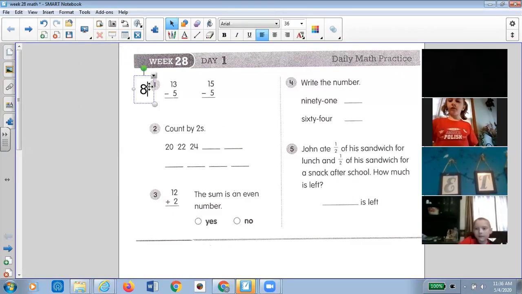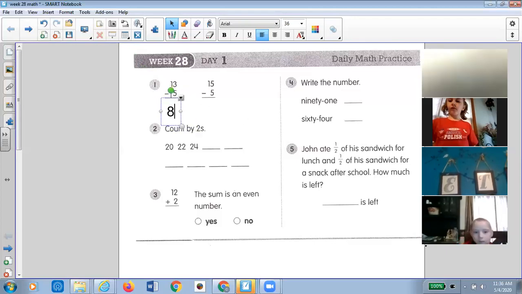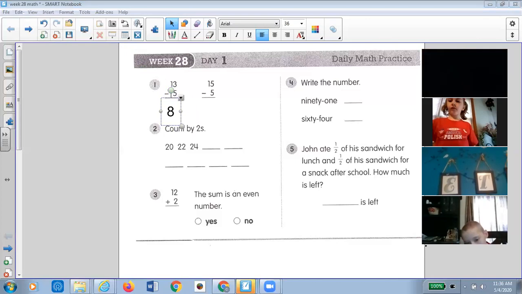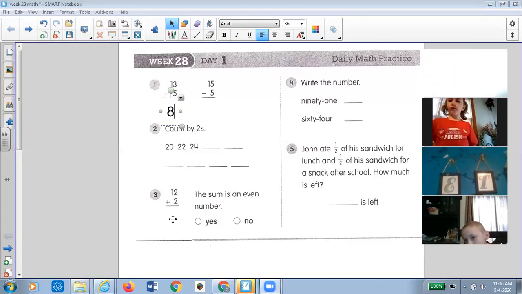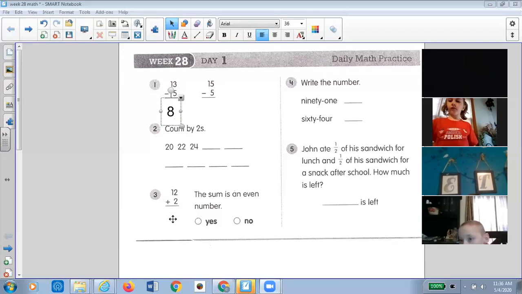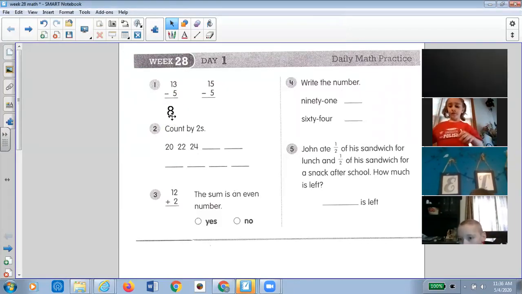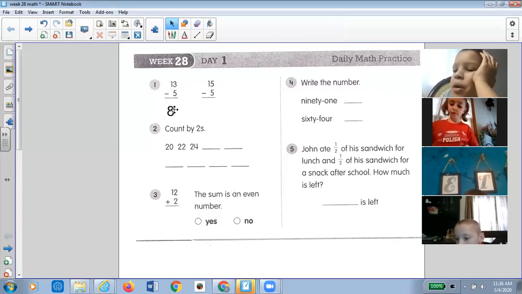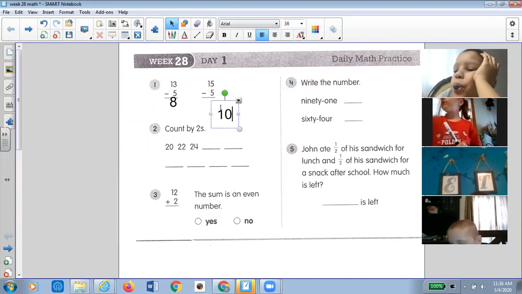But look at the one right next to it. Let's see what someone put in the chat. Good, Michael got 8 as well. 15 is 2 more than 13. So 15 minus 5 would just be 2 more than 8. So Ethan already answered it. The answer is 10. 15 minus 5 is 10.